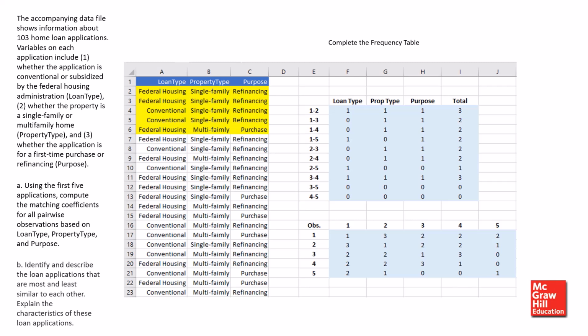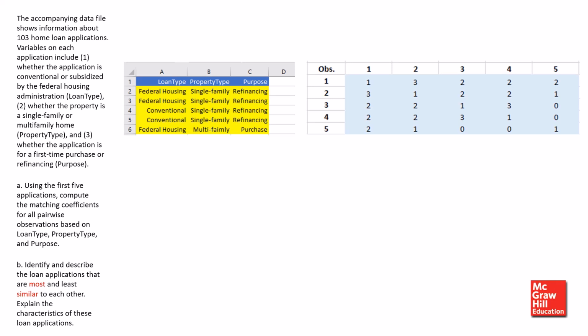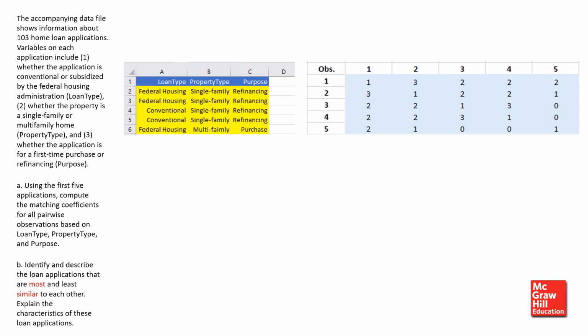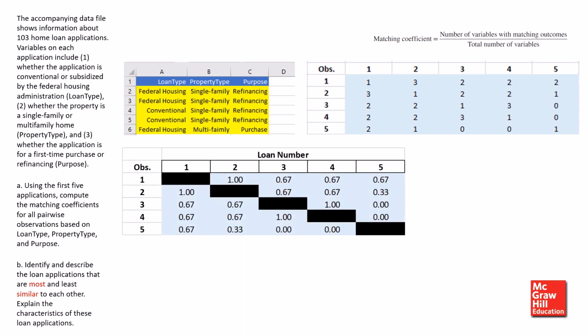Next, we identify and describe the loan applications that are most and least similar to each other. We explain the characteristics of these loan applications. We recall the frequency table. The values in this table are converted into matching coefficients using this equation, where we divide the number of variables with matching outcomes by the total number of variables, 3. The matching coefficients between the first 5 loans are reflected in this table.